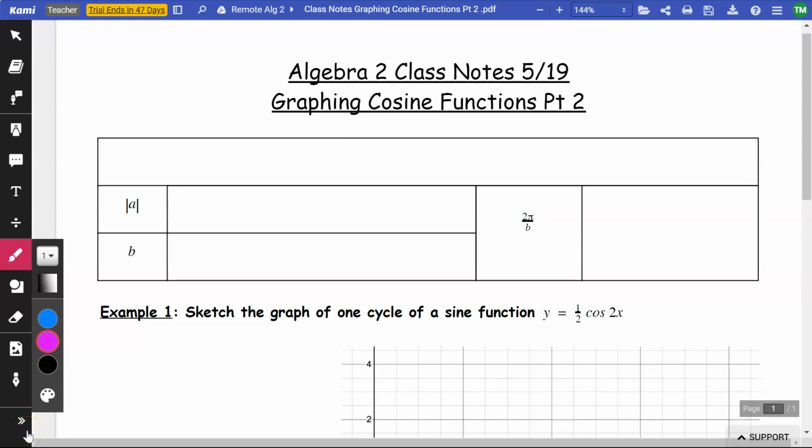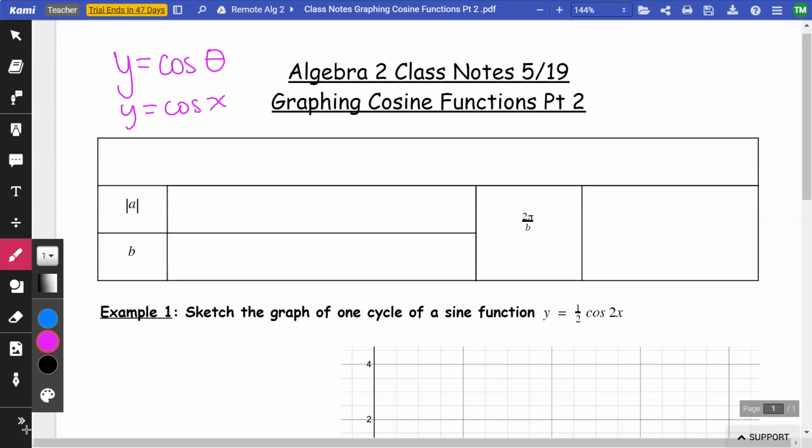So last week we focused on the graph of sine functions. This week we're going to focus on the graphs of cosine functions. The parent function of all cosine functions is y is equal to the cosine of theta, or y is equal to the cosine of x.